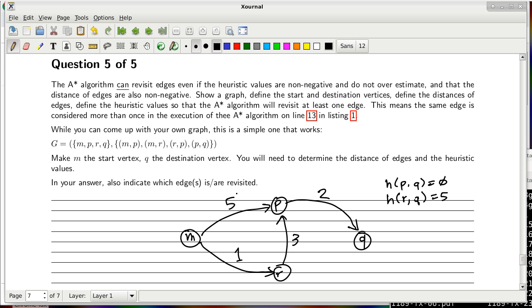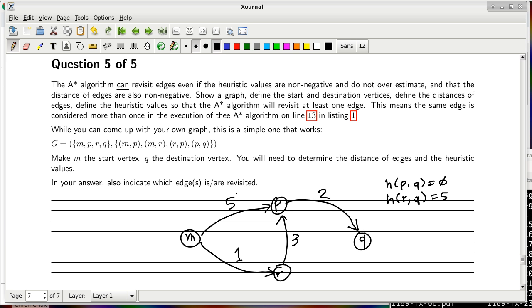So when it looks at P, P has an F value of just 5 because the heuristic from P to Q is 0. And then R has the more realistic version, which means it is 1 plus 5, it is 6. So it's going to pick P first. When it picks P, it has to look at all the outgoing edges of P, and its only outgoing edge is from P to Q, so it will explore Q.